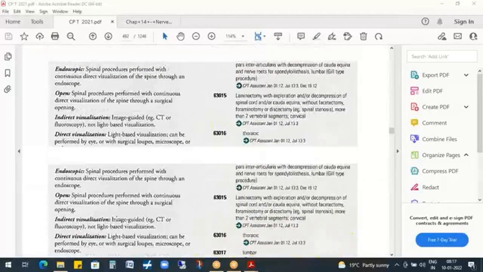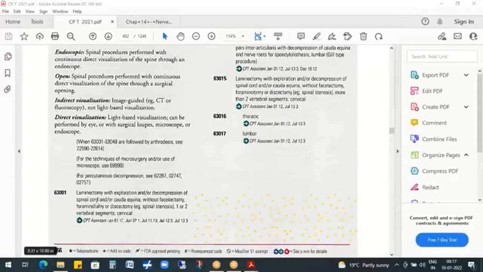Now see the codes here. Can you read the code 63001? Anyone in the class? Laminectomy with exploration and or decompression of spinal cord and or cauda equina without facetectomy, foraminotomy or discectomy, one or two vertebral segments, cervical.